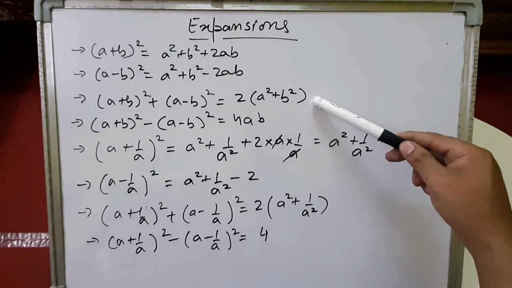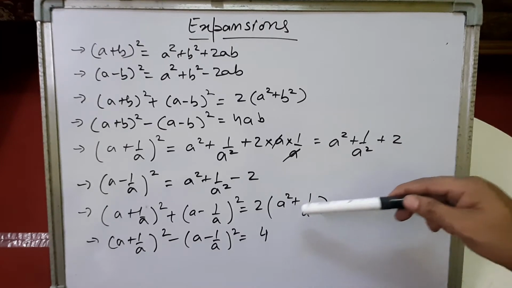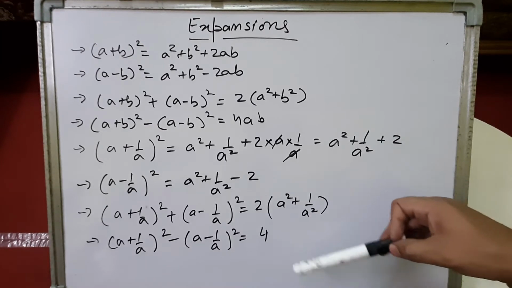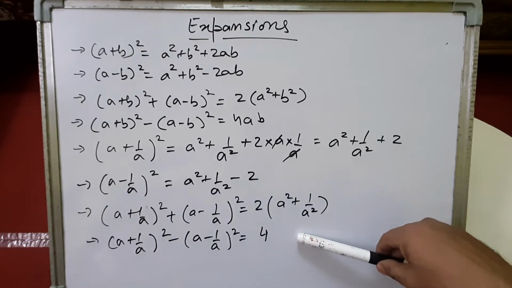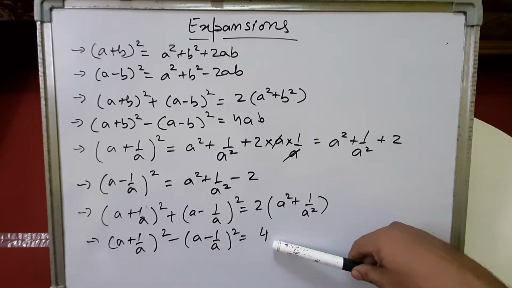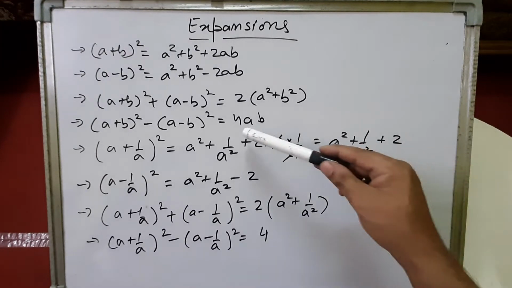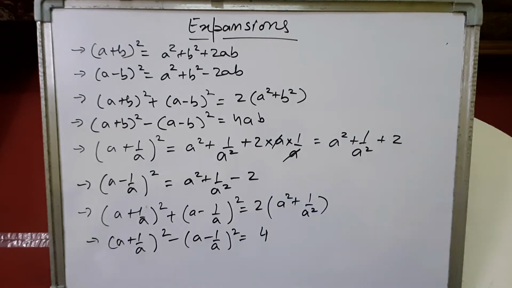Same using this formula, if we put a in place of a and 1/a in place of b, the formula will become (a + 1/a) whole square plus (a - 1/a) whole square, it will be 2(a² + 1/a²). And when we put negative sign in between them, it will become (a + 1/a) whole square minus (a - 1/a) whole square equals 4, because a into 1/a will get cancelled. We'll get 4 here. Alright. Please note down these formulas.